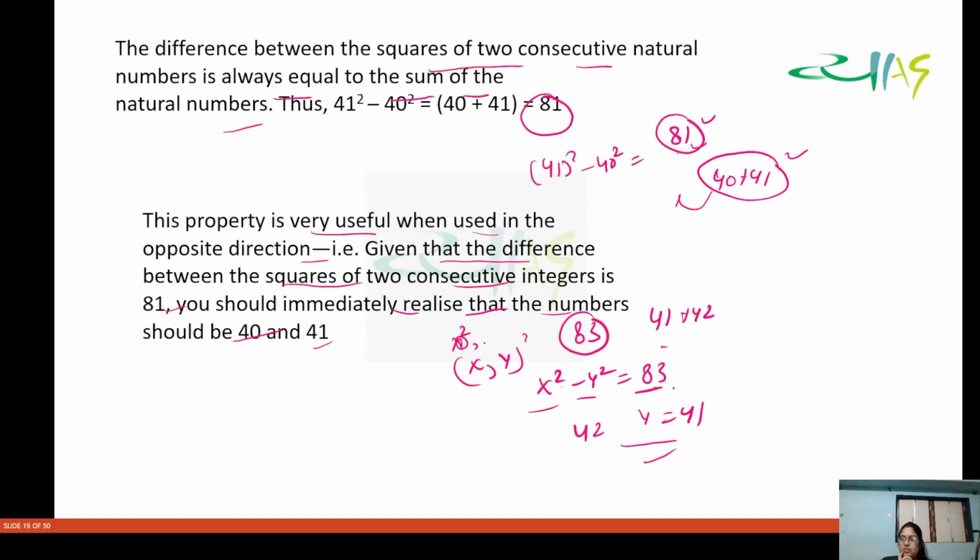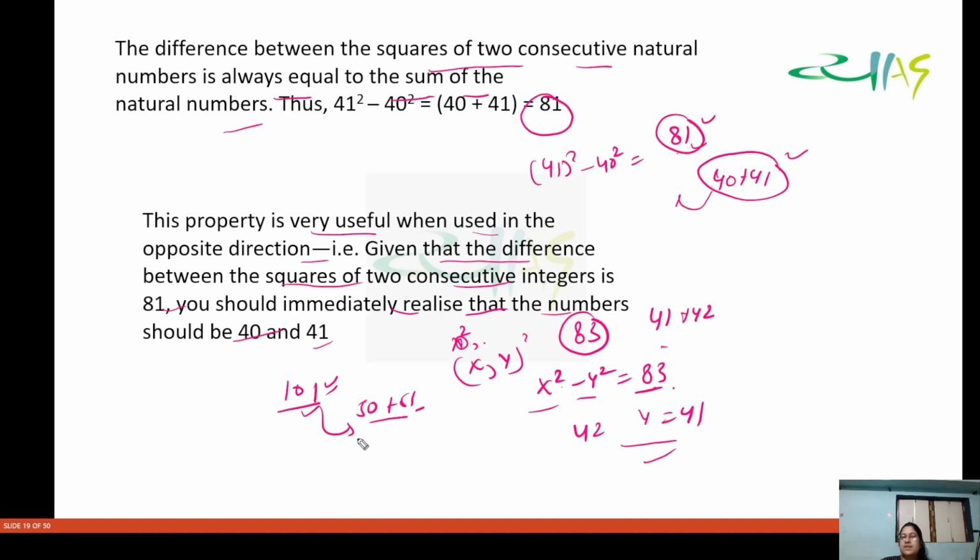Let's check for one more number. Let's say we have 101. Now, which two consecutive numbers? The sum can be 101, obviously 50 plus 51.